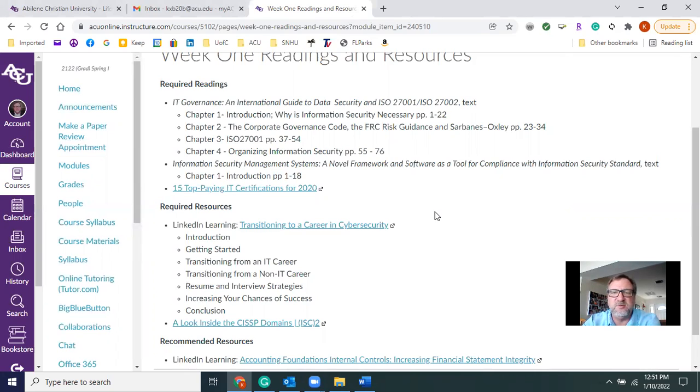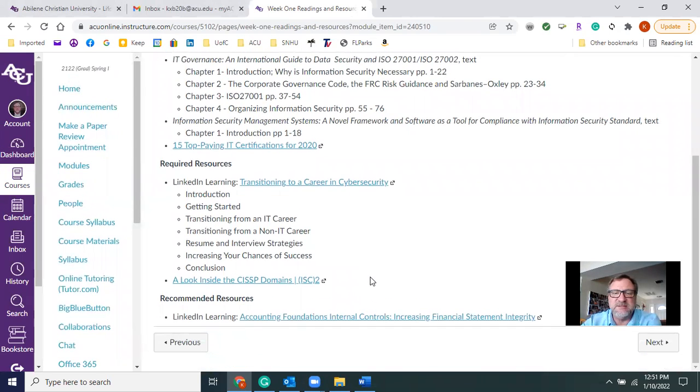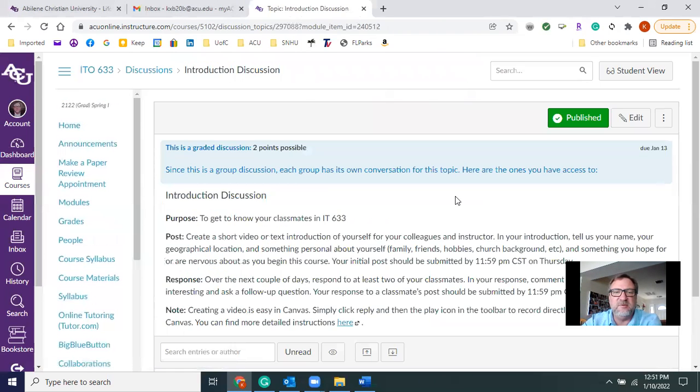But anyway, this transition to career in cybersecurity, if you're in the cybersecurity career field, or you're looking to move to cybersecurity, it's a good lesson plan, and it just talks about transitioning, either to an IT career or a non-IT career, different interview strategies, etc. Then look inside the CISSP domains, and then there's a recommended resource, a little more from LinkedIn, the Accounting Foundations internal controls, increasing financial statement integrity. So the main thing that Sarbanes-Oxley does address is financial integrity in organizations.